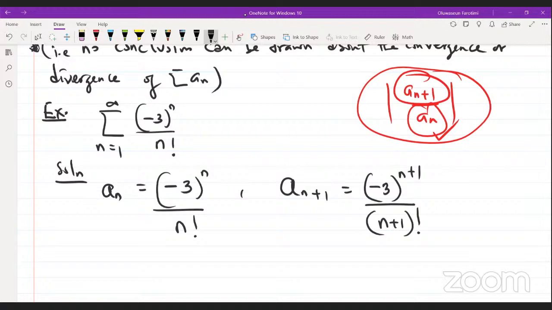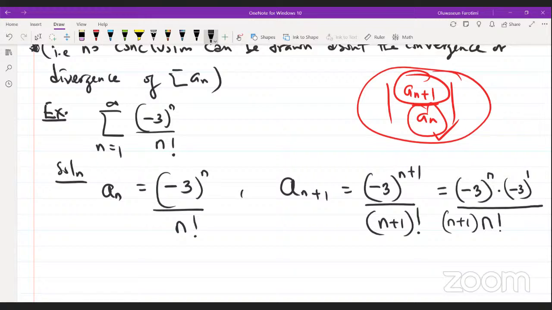Now, but think about this. Can I simplify the guy on the top? Yes. So you can write this guy as (-3)^n times (-3)^1, right? All divided by, now remember when we talked about factorial, this is (n+1) factorial. So if I want to split this guy, I start from n plus 1. The next guy becomes n plus 1 minus 1, and that's just n. I can halt it at that point.